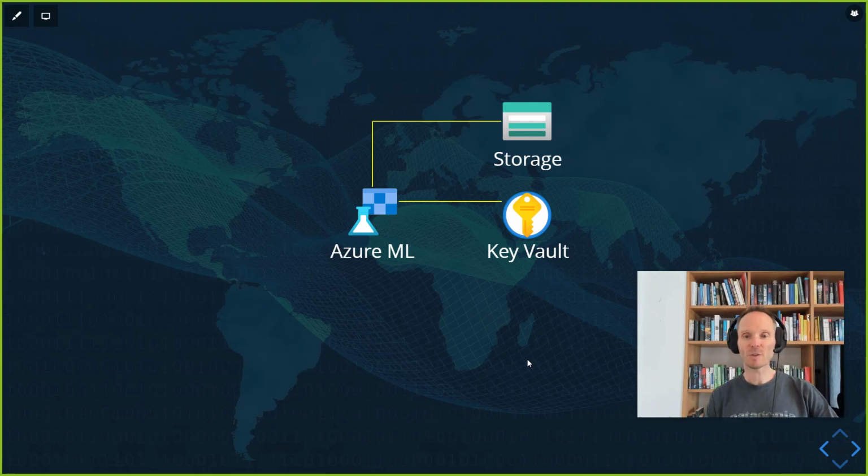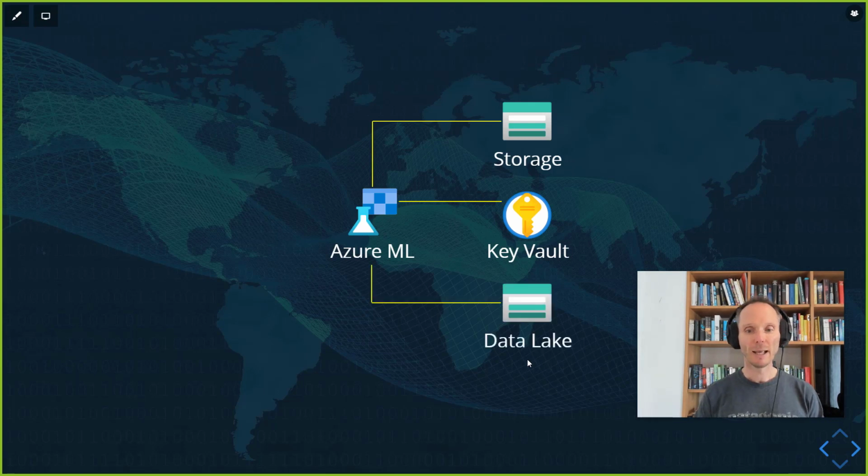Then we need a service which is called Key Vault. Key Vault is a secure place to store secrets, and I will show you how we can securely access the Azure Key Vault from within Azure Machine Learning, especially from within Jupyter notebooks, from within Python scripts that you might use for automating machine learning processes and so on.